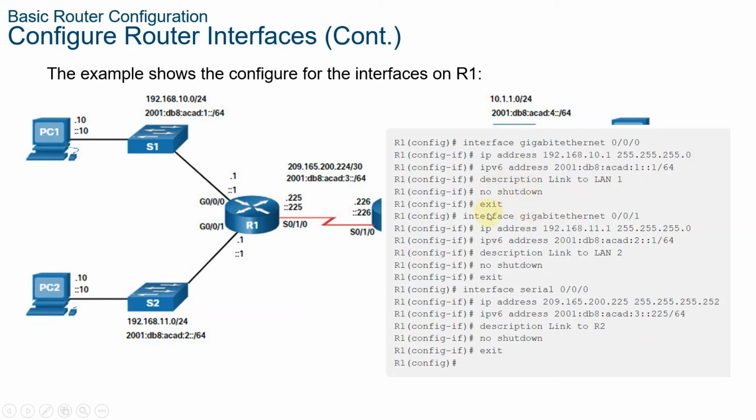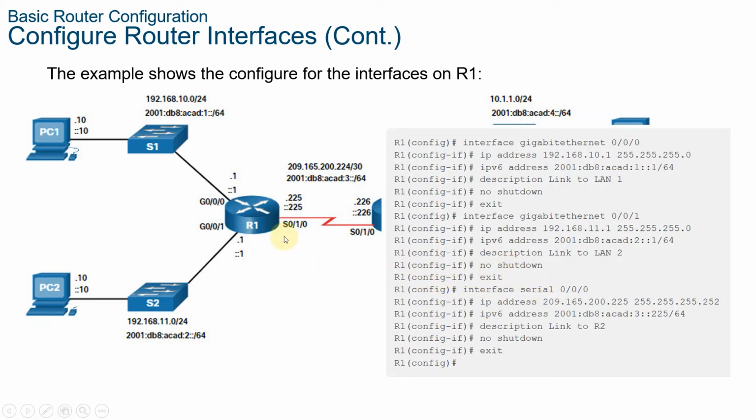All right. Same thing, we need to configure GigabitEthernet 0/0/1 with IP address 192.168.11.1, that's last 24, so that's 255.255.255.0. If you are configuring it with IPv6, ipv6 address 2001:DB8:ACAD:2::1/64. Likewise, you might want to give a description on this link, something like link to LAN 2, and then activate it with the no shutdown command.